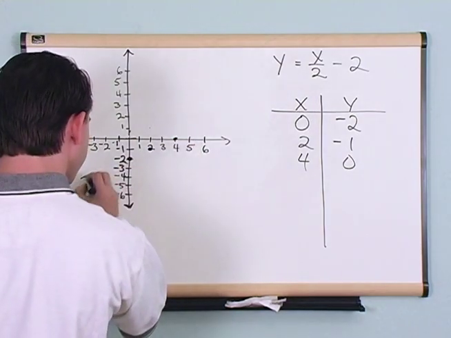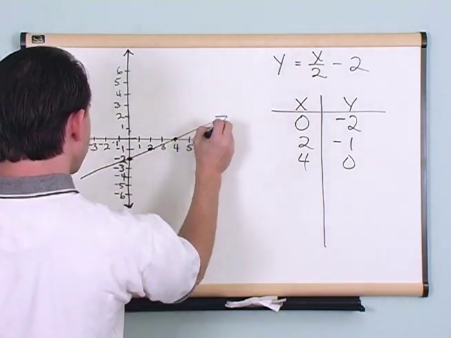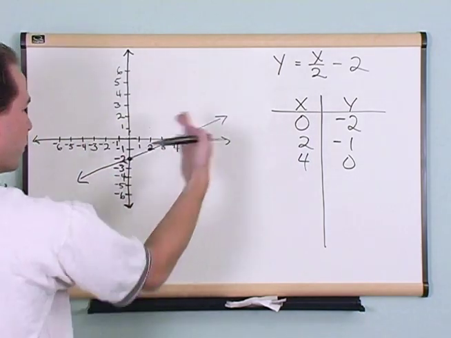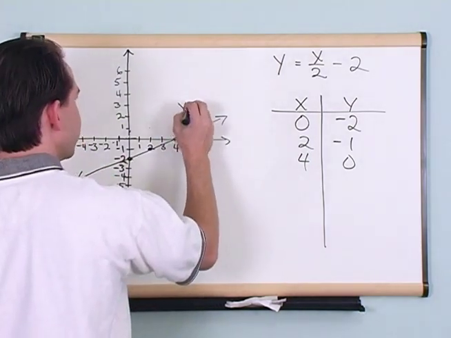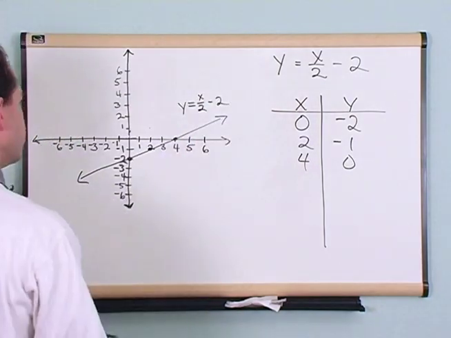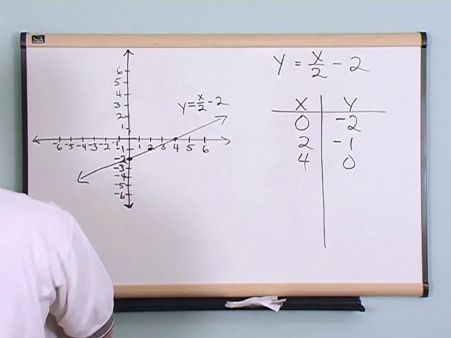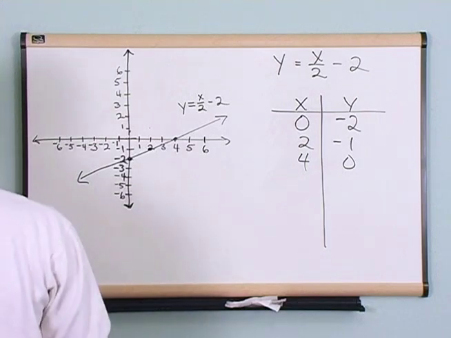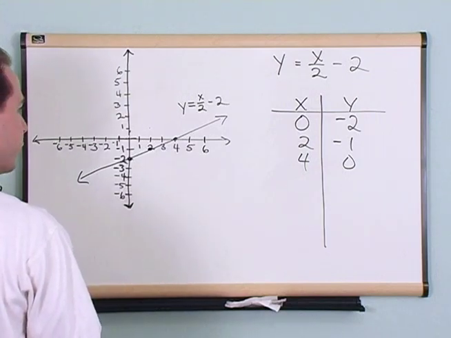And again, it's not perfect because it's hand-drawn, but you can see that this is a line, and if you were to write this on the graph, the equation of this line is x over 2 minus 2. Okay? So it's not too bad. And really it's the same process over and over again when you do it like this.